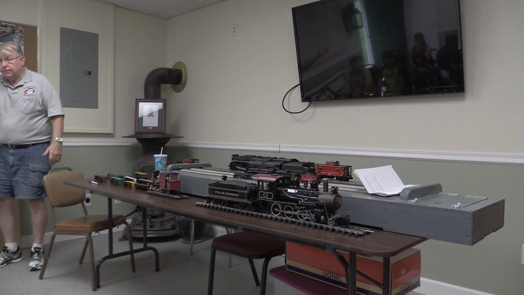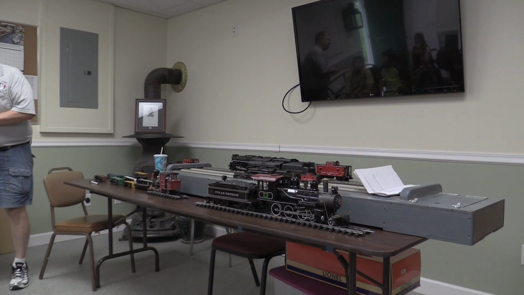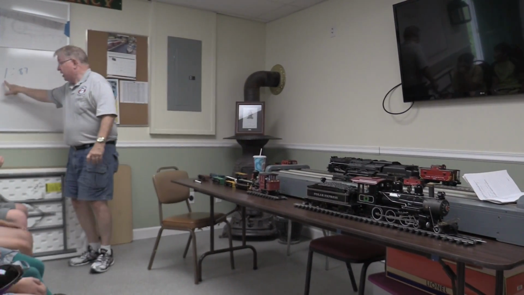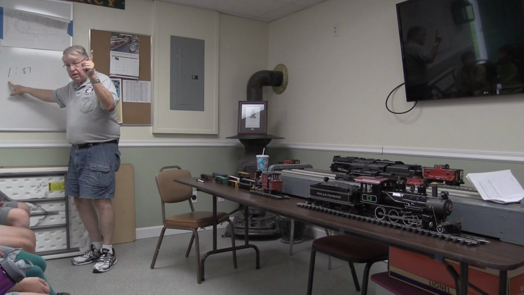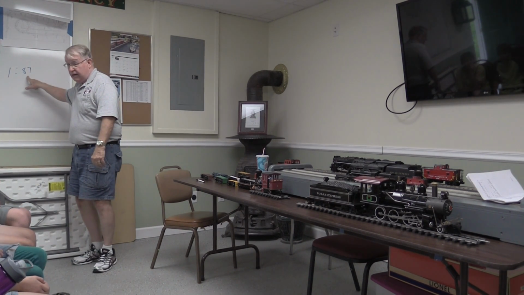Yes, sir. It's a ratio? It's a ratio. A ratio of what? The size of the train to the size of the track? You're very close. What it is, if you take 1 foot of our train layout upstairs, it's equal to 87 feet in real life. Okay?